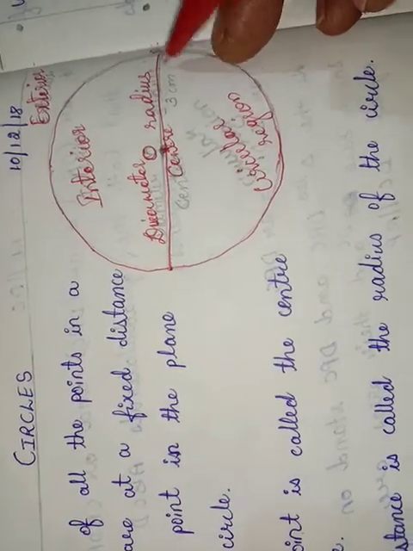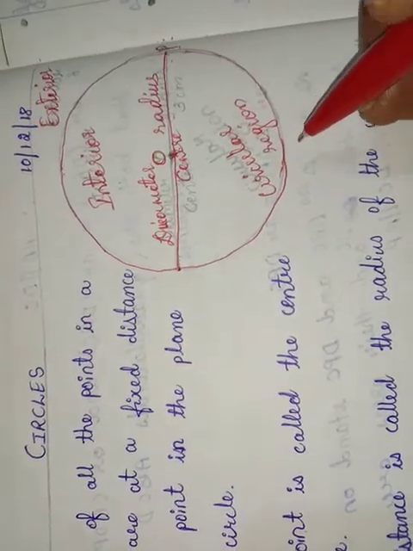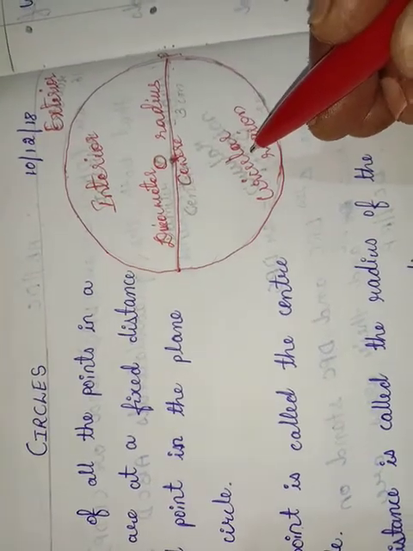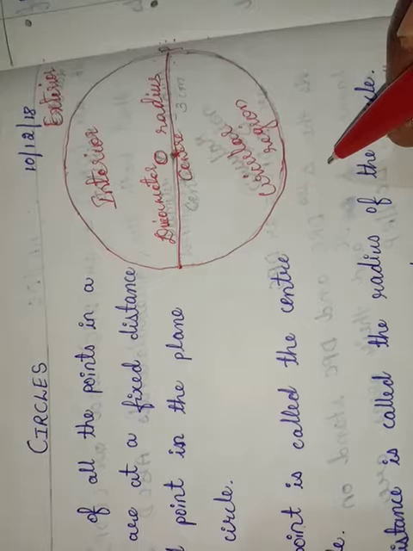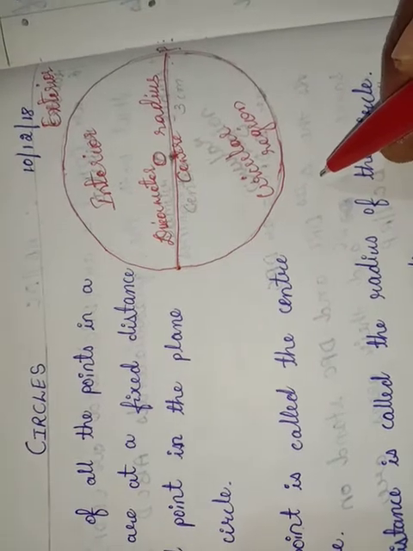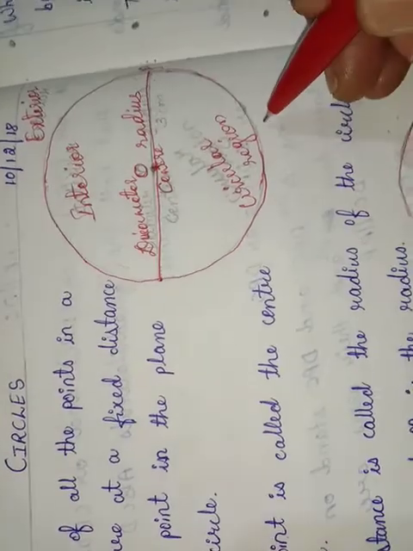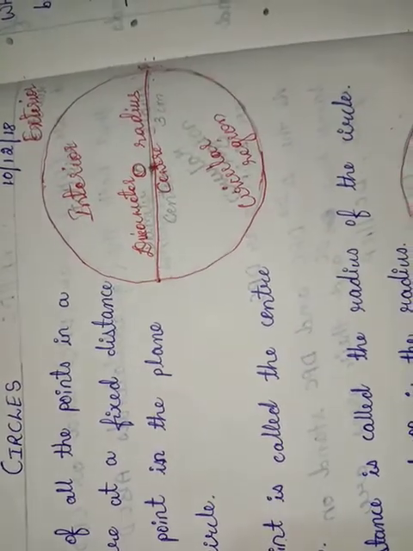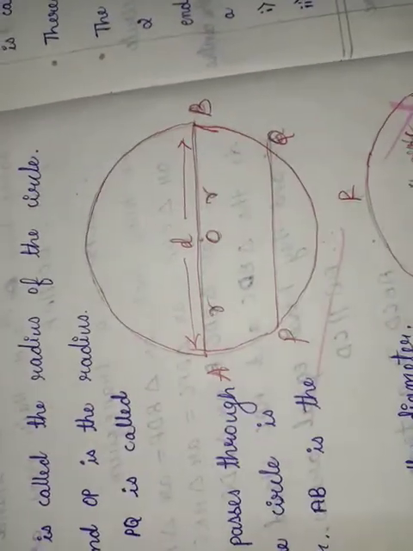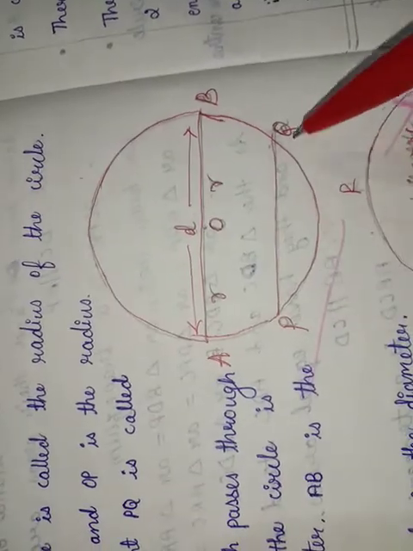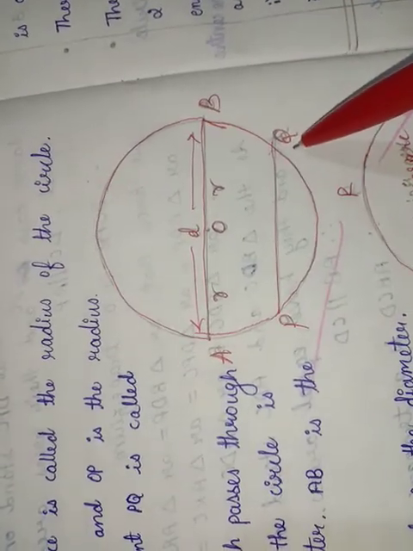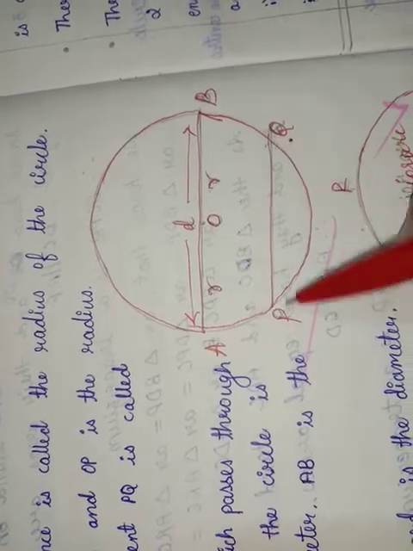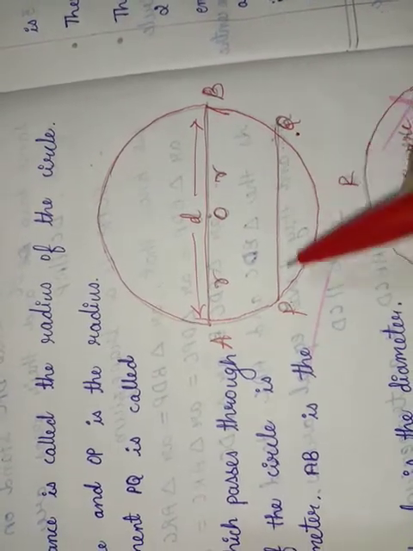The line segment PQ is called a chord. Okay, PQ. Let us draw here. Yeah, you can see here in the second diagram. Line segment PQ is called a chord of the circle. Chord. PQ is called chord.